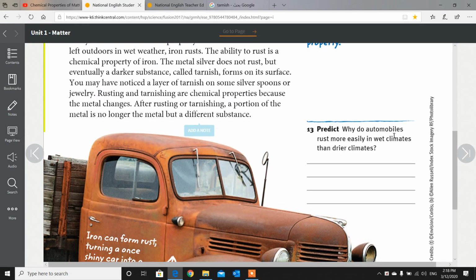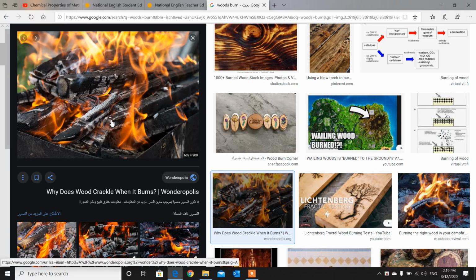So why do automobiles rust more easily in wet climates than drier climates? Because guys, we know that wet climates means more oxygen. So iron needs oxygen to change into what? To rust. Guys, we have another chemical property of substances. We call it flammability, guys. I think all of you saw a burning wood. Okay, so the ability of the substance to burn is a chemical property called flammability.